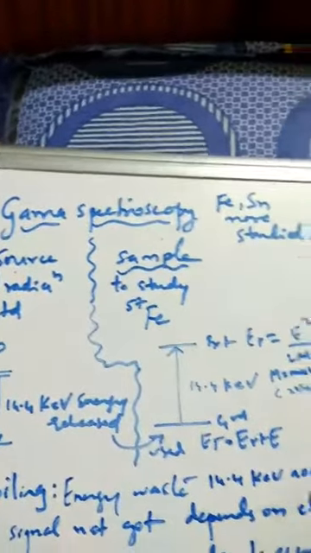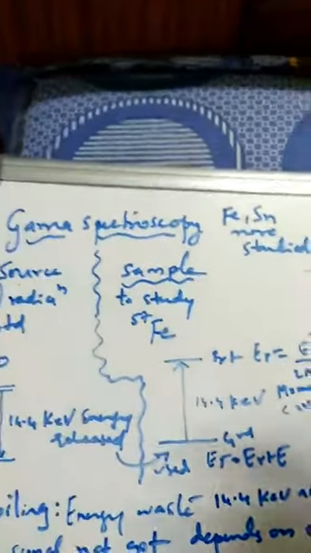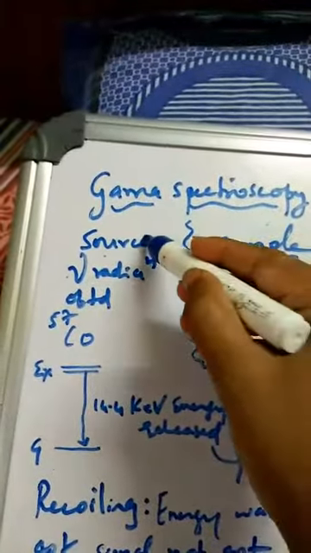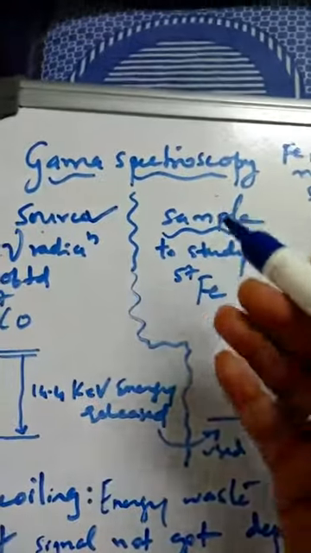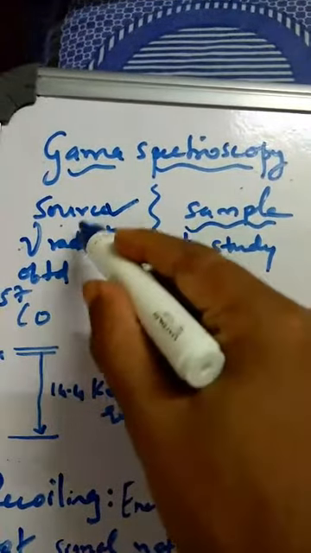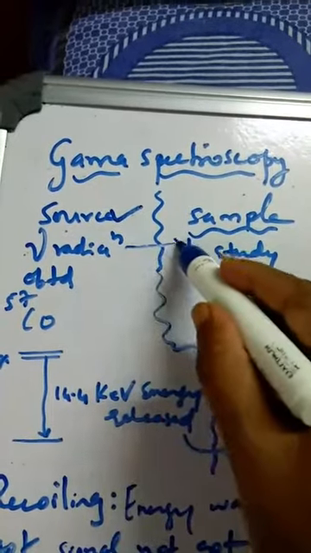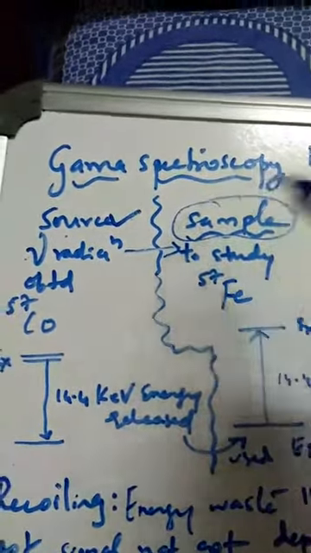It is also called gamma spectroscopy, which is used mostly for iron and tin. In yesterday's class we learned about the source and the sample. The source is required for the gamma radiation, and the sample is where we want to study the effect of the gamma radiation emitted by the source.